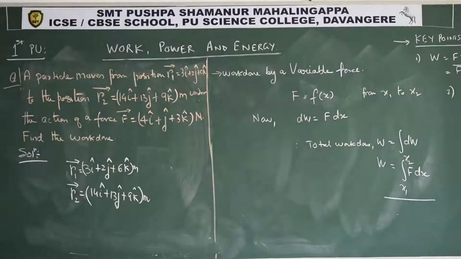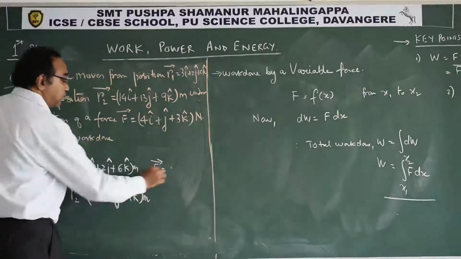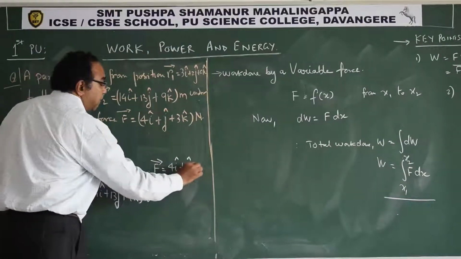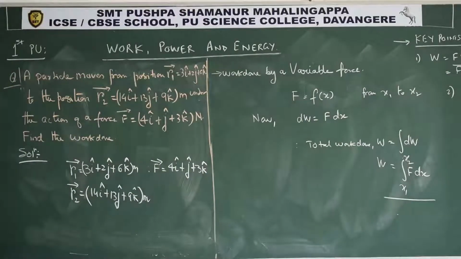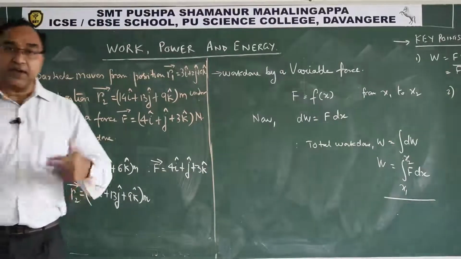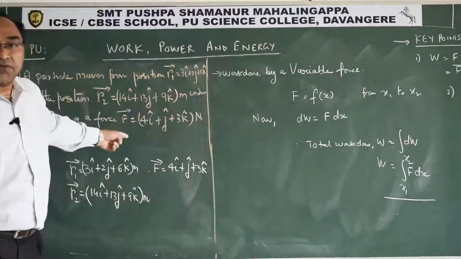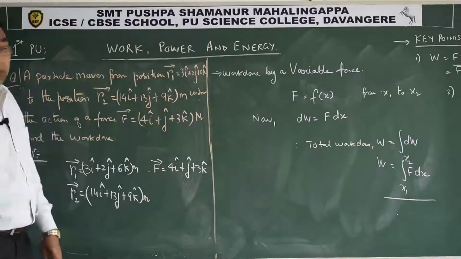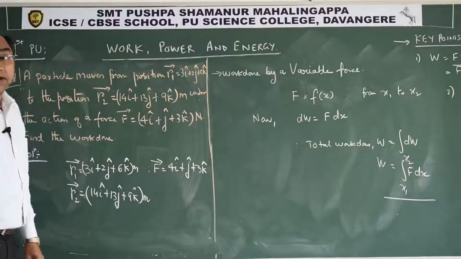Under the action of a force, so force is also given. Force is given as 4i plus j plus 3k. Find the work done. Well students, now you can decide which equation is to be used of the two. Here we see that the force is a constant force. Therefore, we will use the concept of F dot S. Why? Because force and the displacements are given in unit vector format.